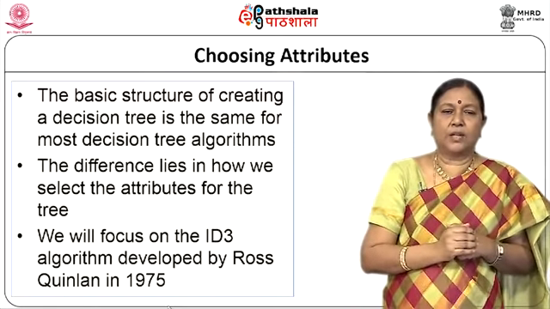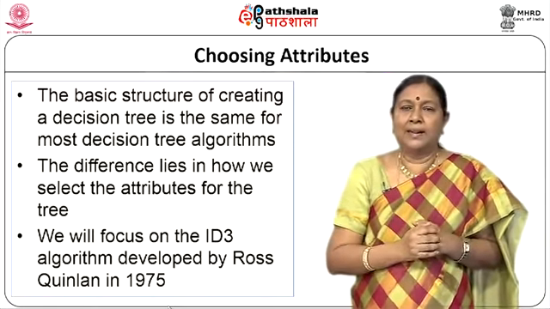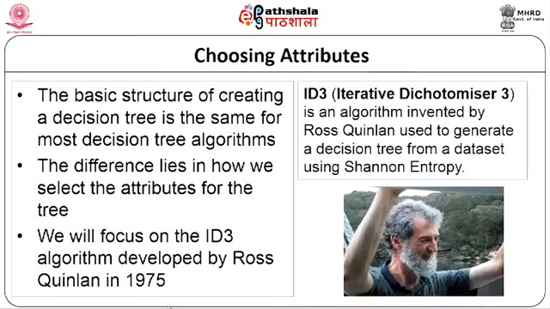This ID3 algorithm was developed by Ross Quinlan in the year 1975. The full form of it is Iterative Dichotomiser 3, and it is a very famous algorithm invented by Ross Quinlan, used to generate a decision tree from a data set using Shannon entropy. So, the ID3 algorithm uses what is called Shannon's entropy. This Shannon's entropy is a statistical measure.